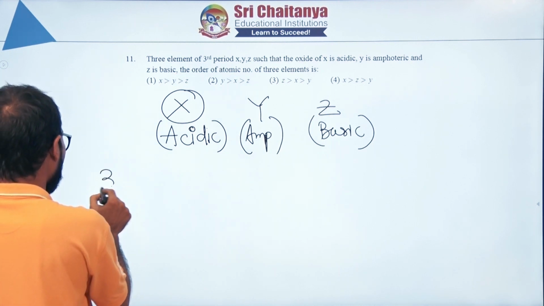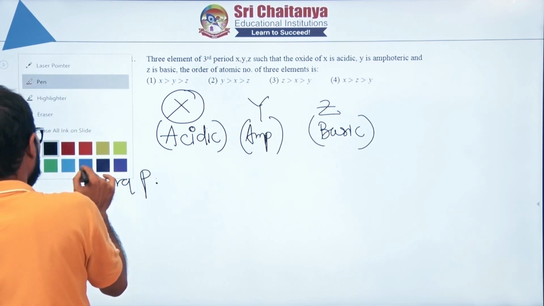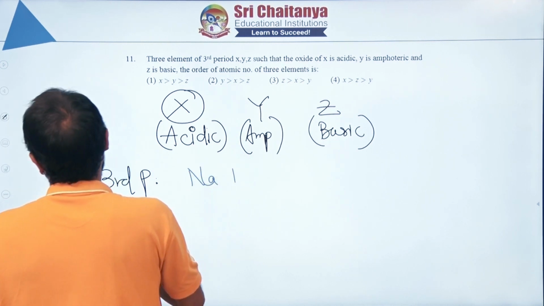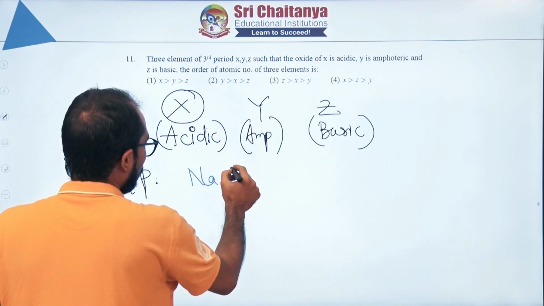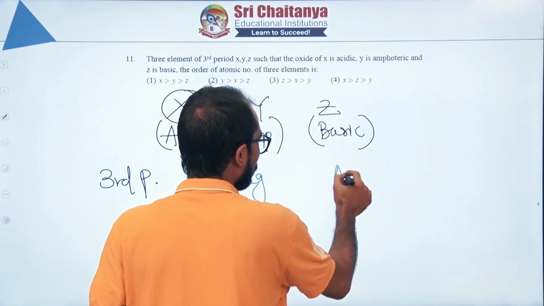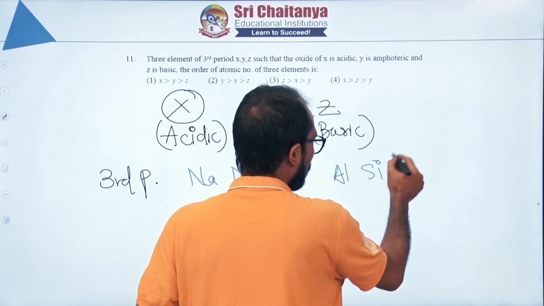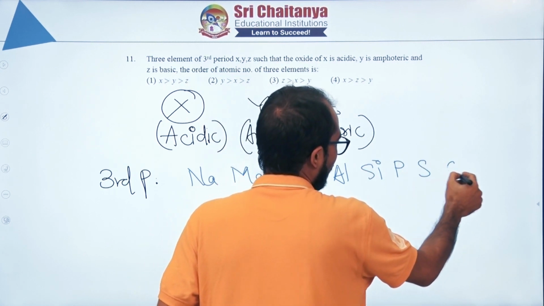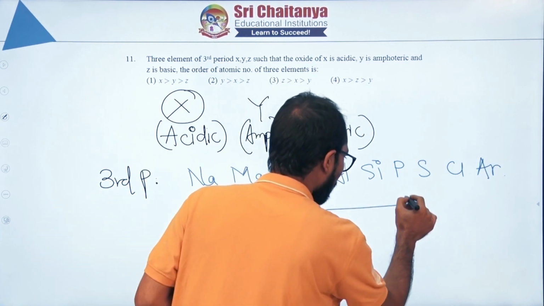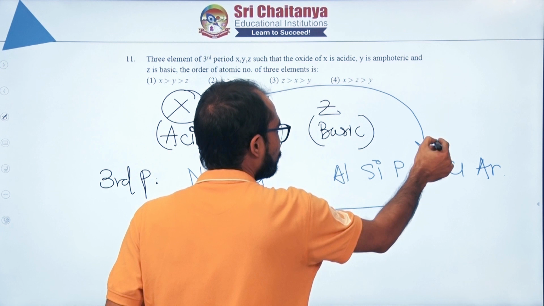Suppose this is my third period, and what is my third period? Everybody knows the third period. It starts from what? Sodium, magnesium, and if you move towards the right side, you are going to get aluminum, and then silicon, and then phosphorus, and then sulfur, and then chlorine, and then argon. So, as we move from this side to this side, what happens? The acidic nature increases. So, therefore, this element has to belong to this side.